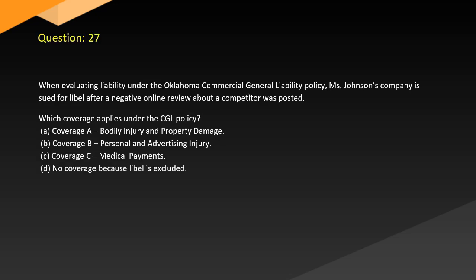Question 27. When evaluating liability under the Oklahoma Commercial General Liability Policy, Johnson's company is sued for libel after a negative online review about a competitor was posted. Which coverage applies under the CGL policy? A. Coverage A. Bodily injury and property damage. B. Coverage B. Personal and advertising injury. C. Coverage C. Medical payments. D. No coverage because libel is excluded.